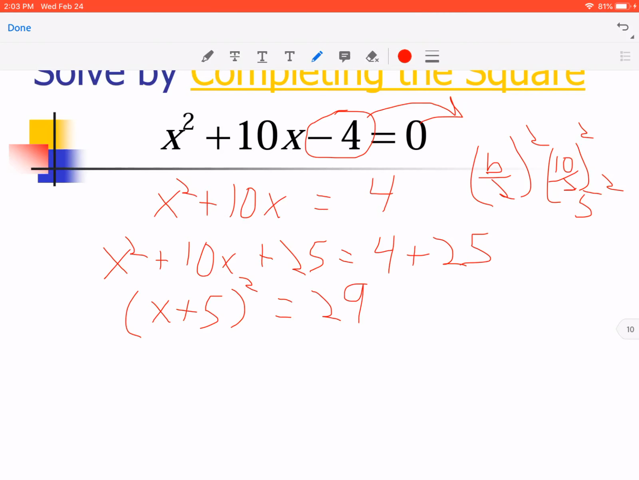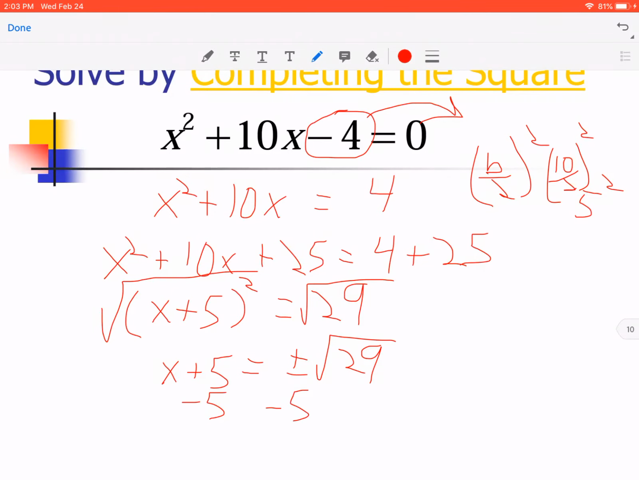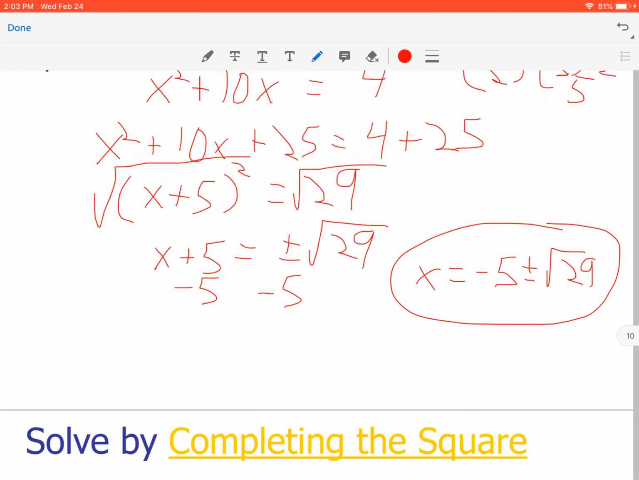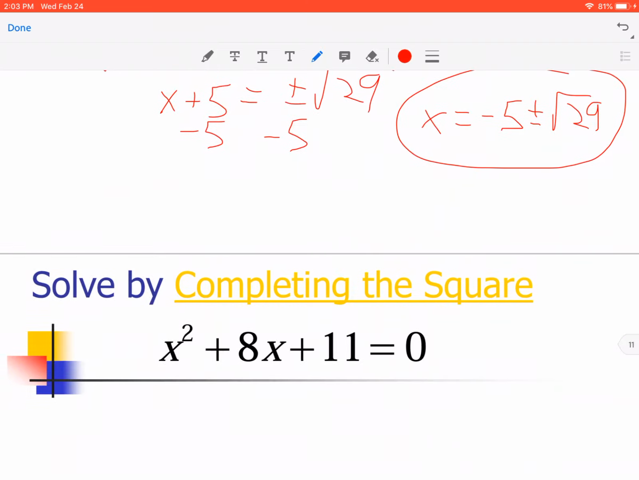That's 29. How do you get rid of a square? You square root it. X plus 5 equals, remember, there's always two solutions here. Positive, negative, square root of 29. How do you get rid of 5? Subtract 5. 5 does not go with the 29 because that's in a radical, so your answer is negative 5 plus or minus square root of 29. If you did quadratic formula, it would take you longer. You should still get the same answer.